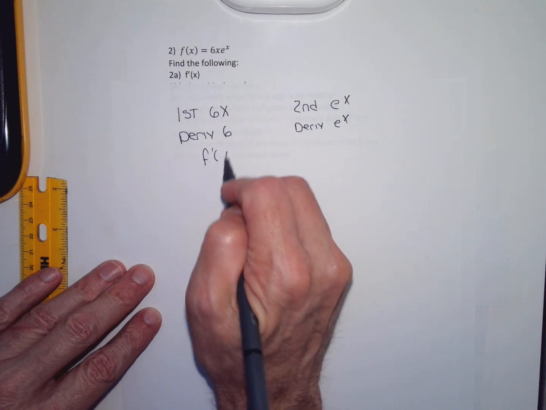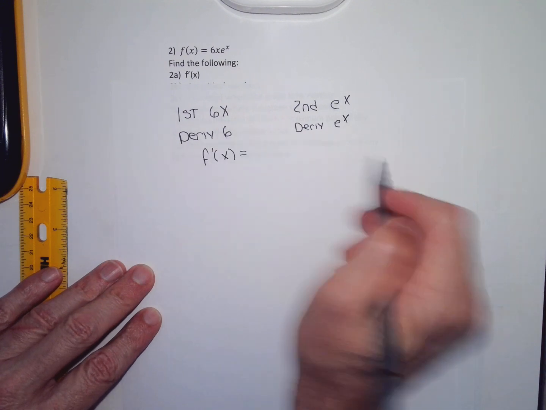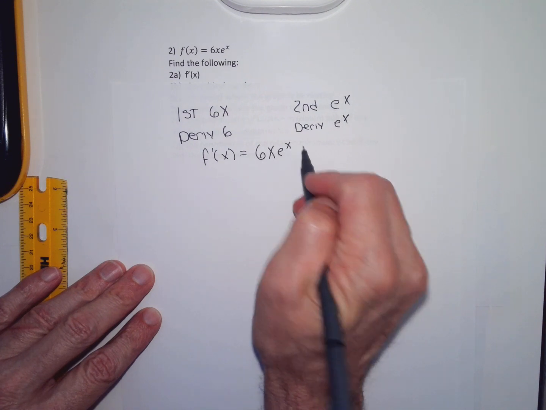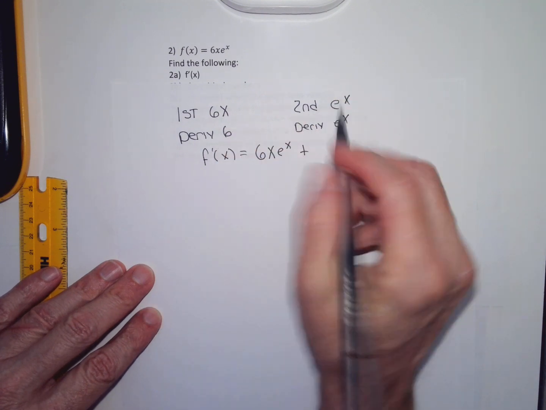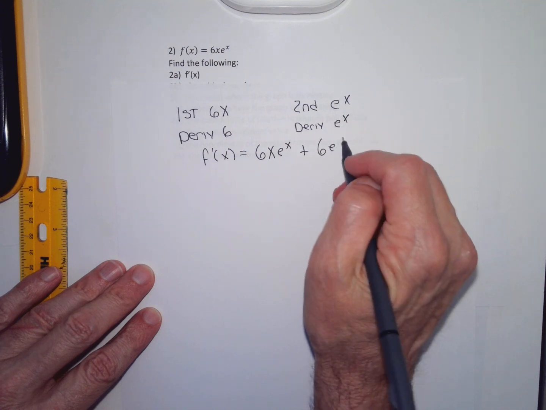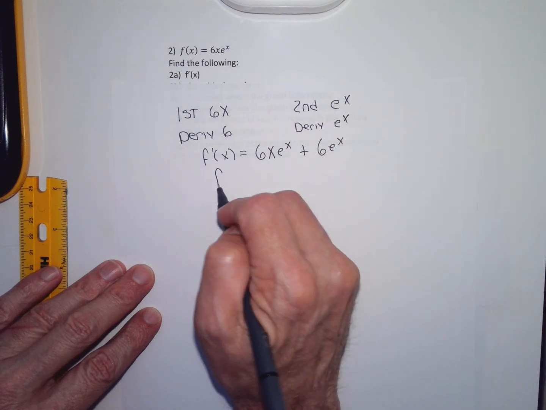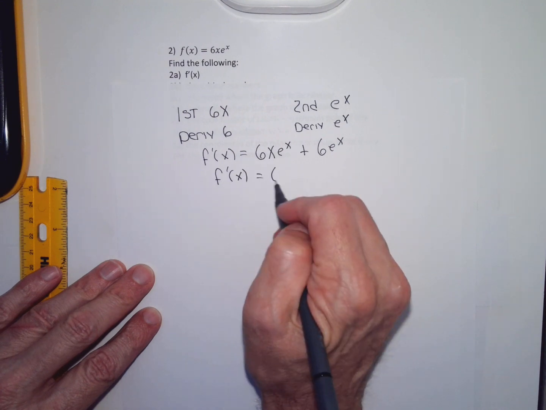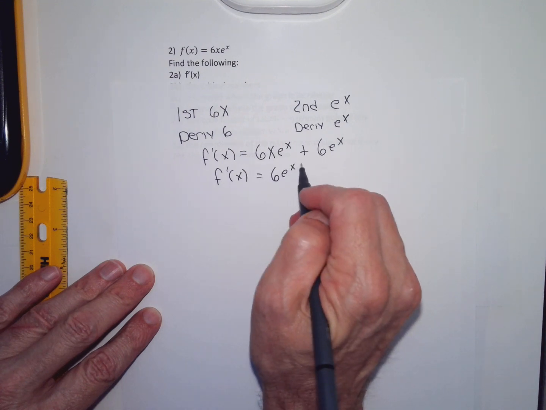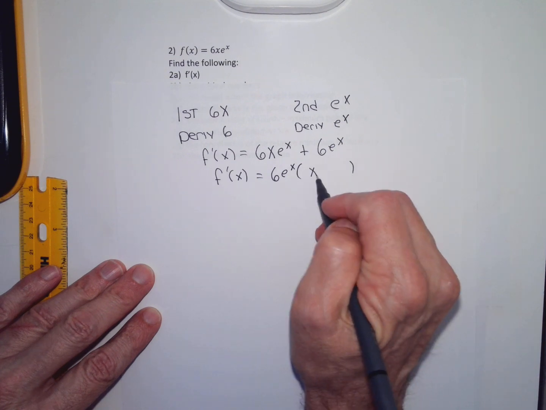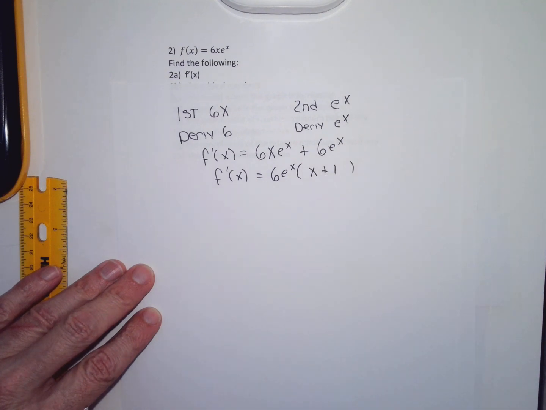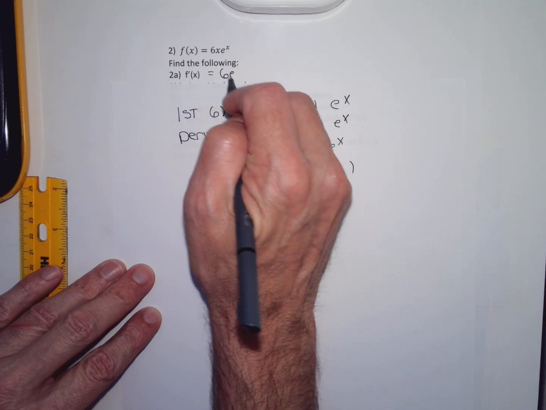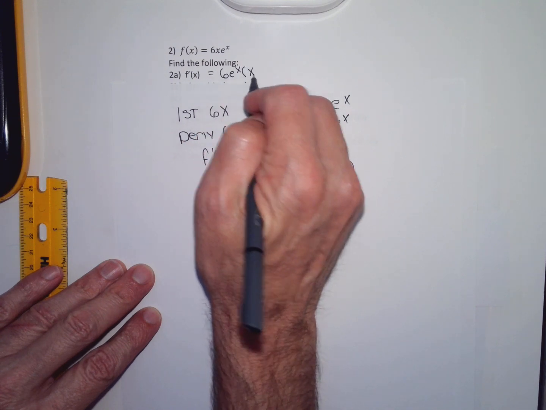So my derivative is going to be cross multiplying down 6x e to the x plus cross multiplying up 6e to the x. It's worth my time to pull out that common factor because it'll help me in part B. So the common factor of 6e to the x I'll pull out and be left with an x plus 1. That's going to be my answer to part A. So the derivative is 6e to the x times x plus 1.